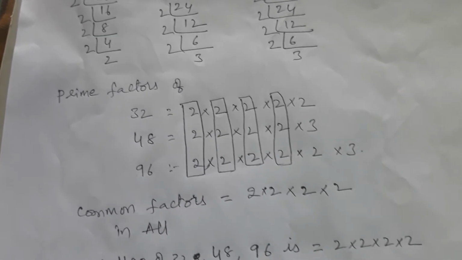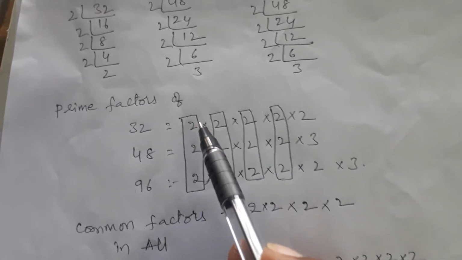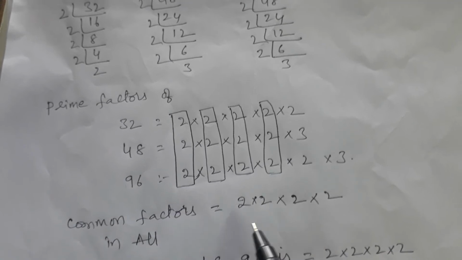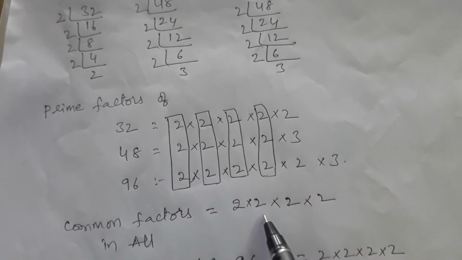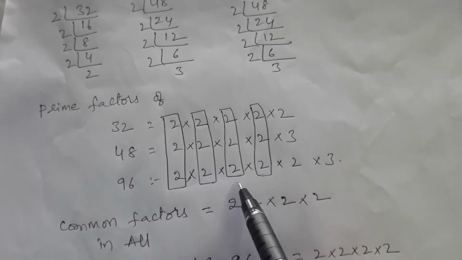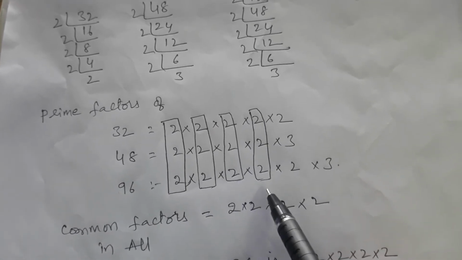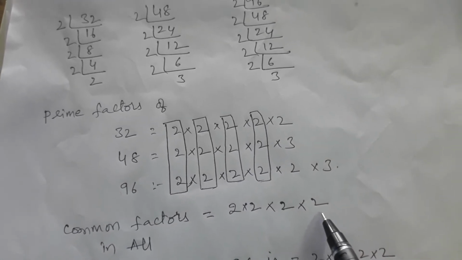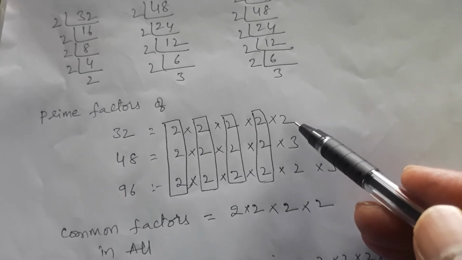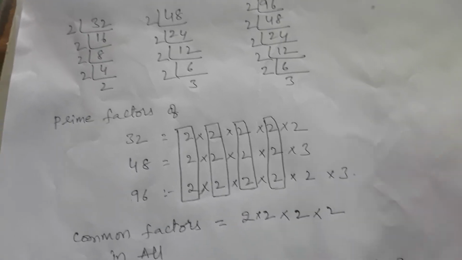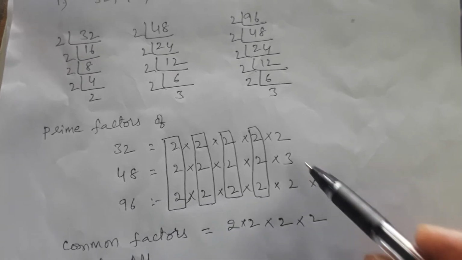Out of these, see, what is common in all the numbers? The first 2 is common in all, so take it one time. And the second 2 is also common in all, take it one time. The third 2 is also common in all, take it one time. The fourth 2 is also common in all, take it one time. So there are no other common numbers in all. 2 is there in this, but not there in this, so don't take it. 3 is there in this and in this, the second and third numbers.